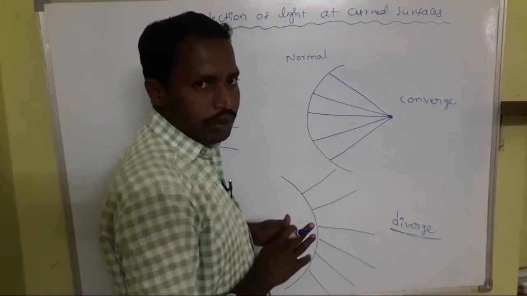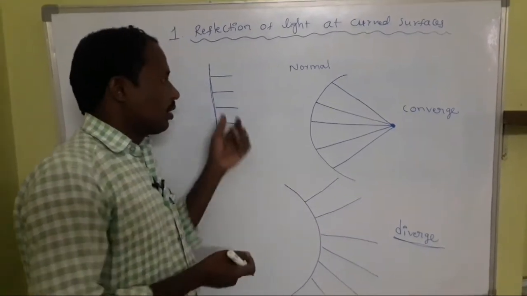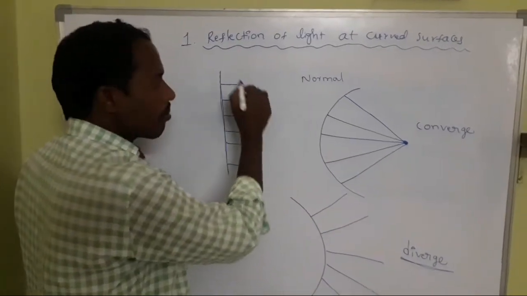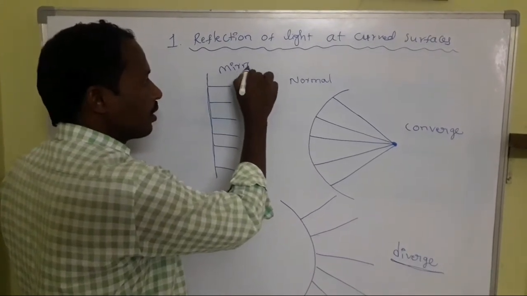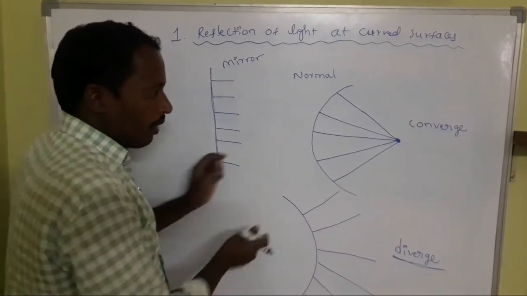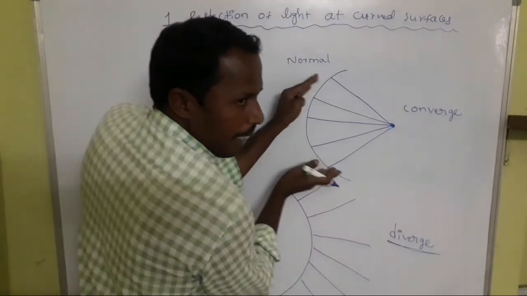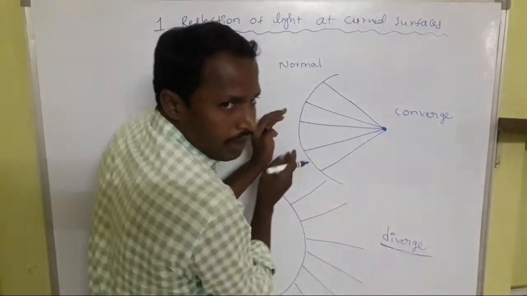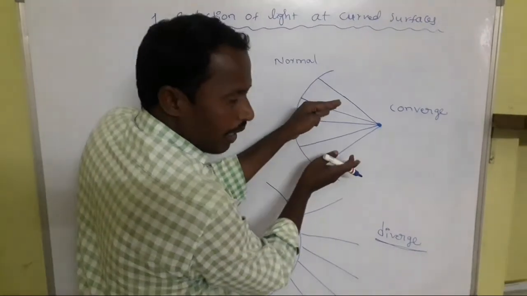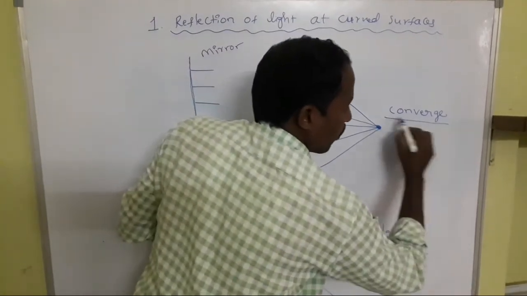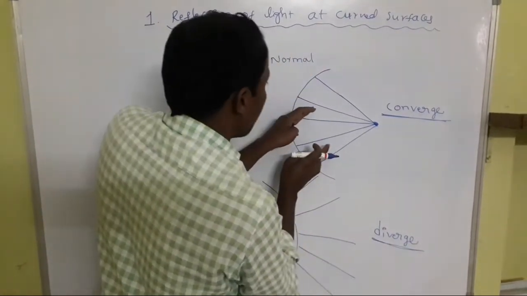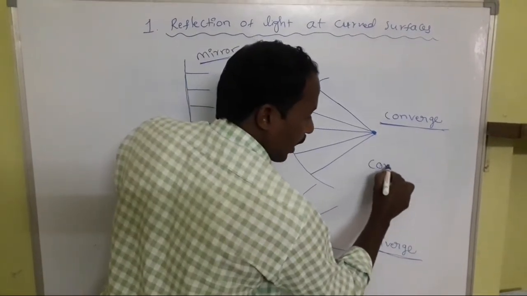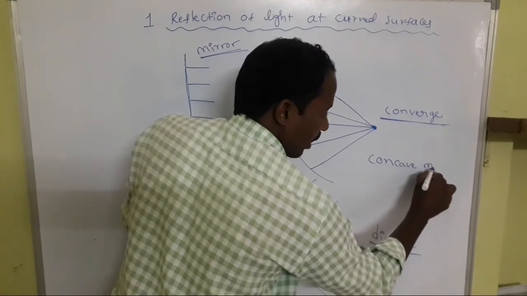Now we are going to discuss what happened. Here, the rubber foam we are taking like a mirror. When the mirror is bent inwards like the rubber foam, all the pins converge. This type of mirror is known as a concave mirror.